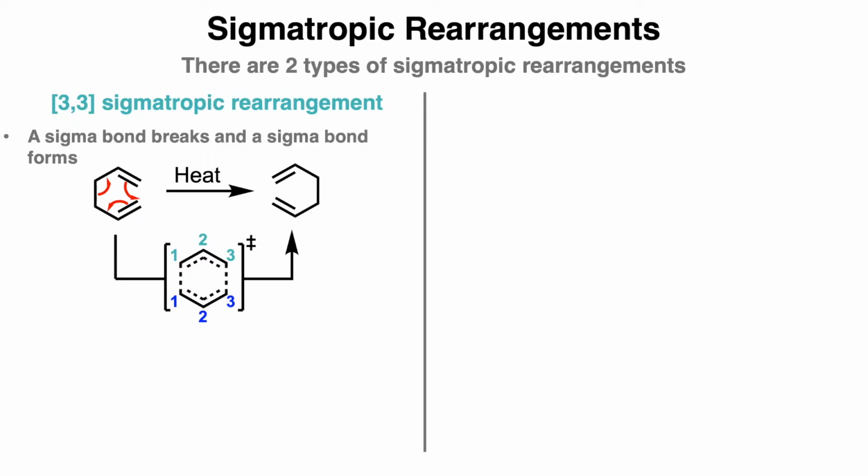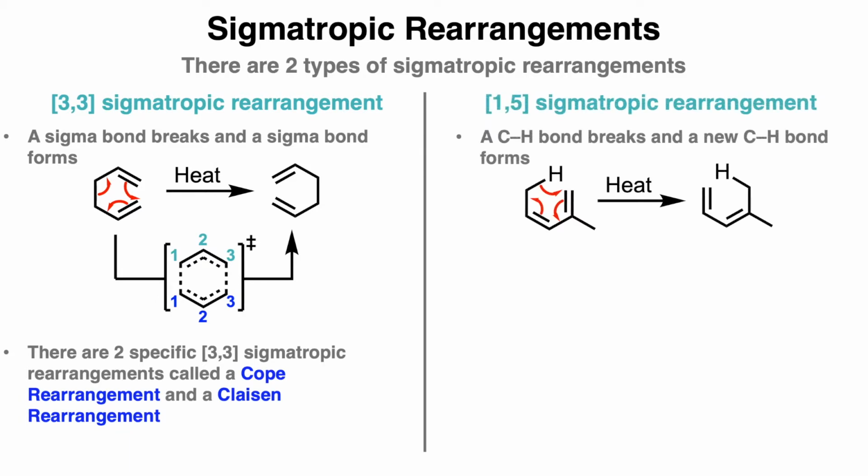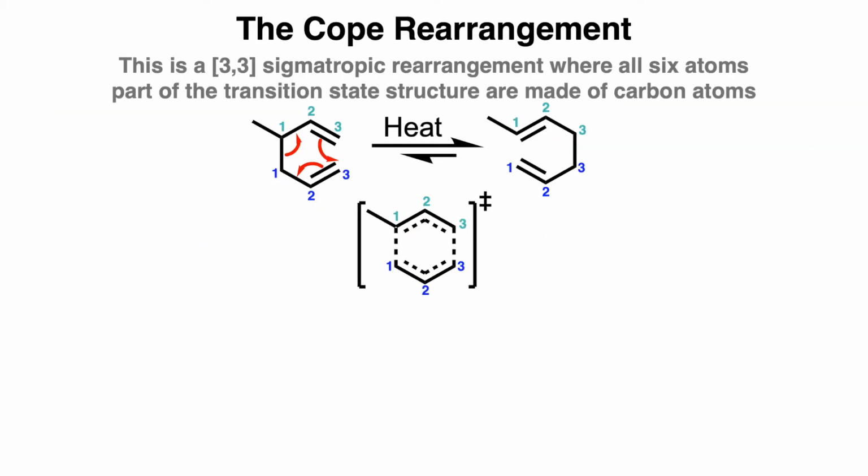C3 and C3. And there are actually two specific 3-3 sigmatropic rearrangements that you'll learn about, called the Cope and the Claisen rearrangement. Another type is a 1-5 sigmatropic rearrangement where a CH bond breaks and a new CH bond forms. This is also called a 1-5 hydrogen shift or hydride shift, which can be seen in a carbocation rearrangement to form a more stable carbocation.